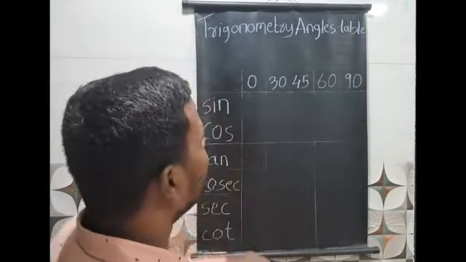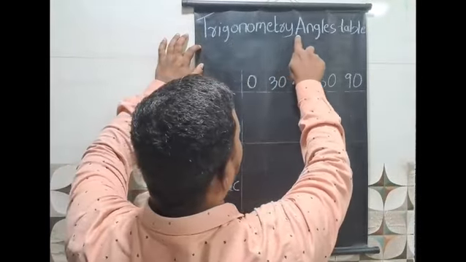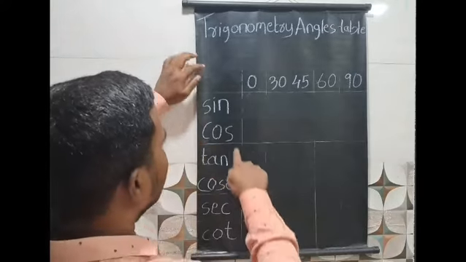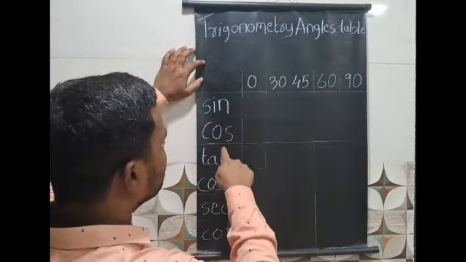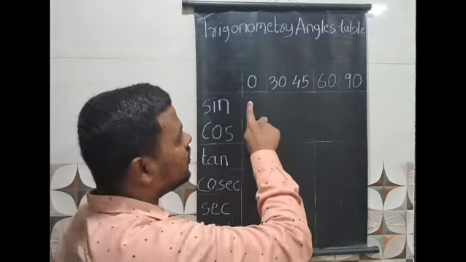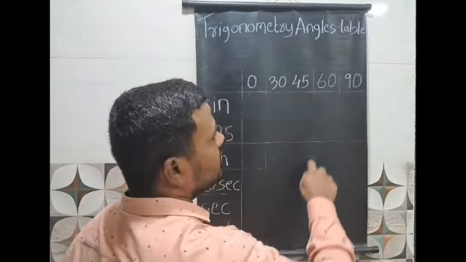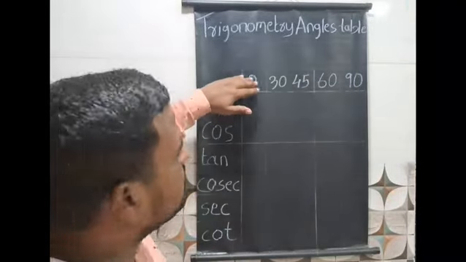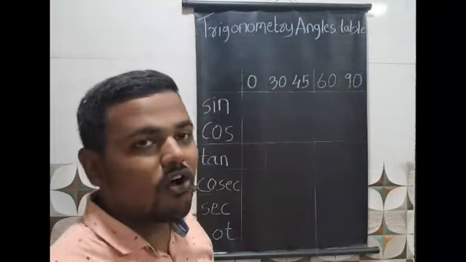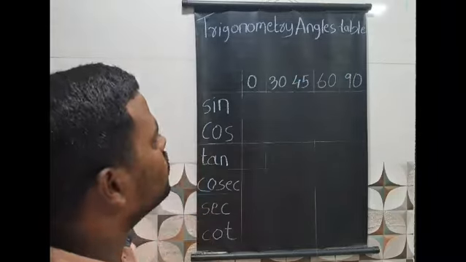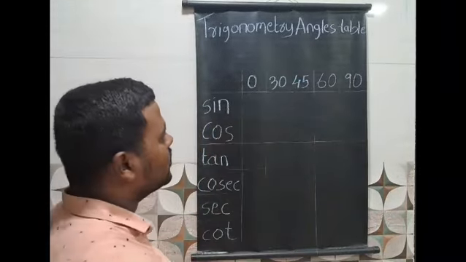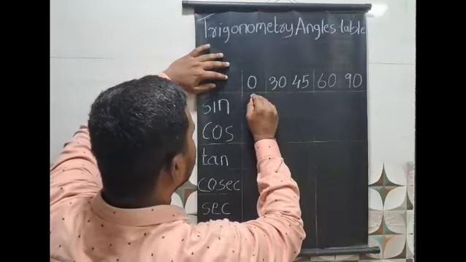So in today's video, we are going to learn the trigonometry angle table. We are going to learn various trigonometric ratios like sine, cos, tan and the values for each of these angles. Over here we have written all the trigonometric ratios and on this side we have written all the angles. To understand this, let's start with sine.